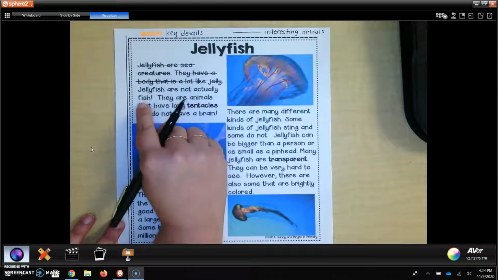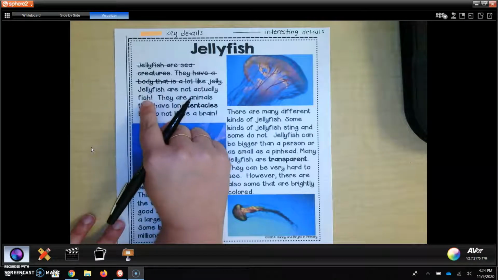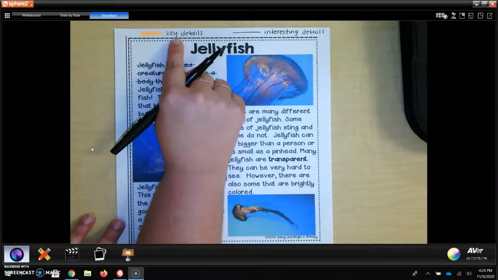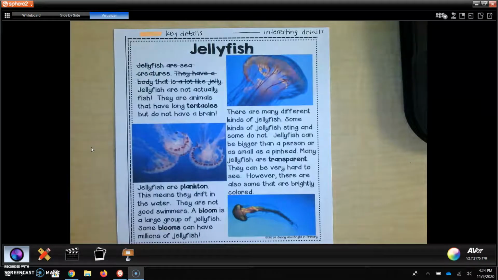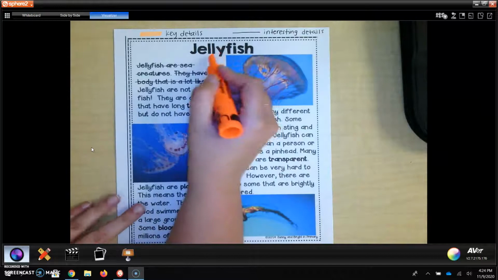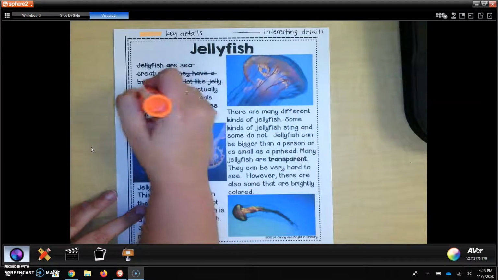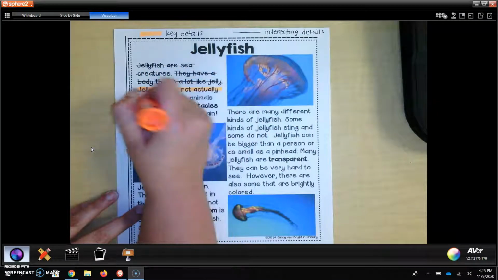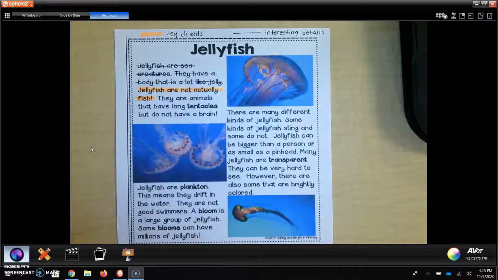Jellyfish are not actually fish. That, I would say, is an important key detail. That is telling me that even though it says jellyfish in its name, I never knew that a jellyfish was actually not a fish at all. And if I was teaching this to somebody else, that would be really important for them to know. Because you would think jellyfish live in the ocean, it has fish in its name, but that's pretty interesting that it's not actually a type of fish.